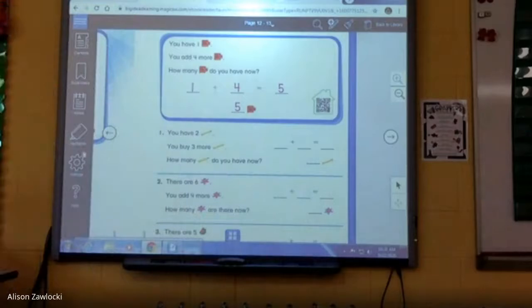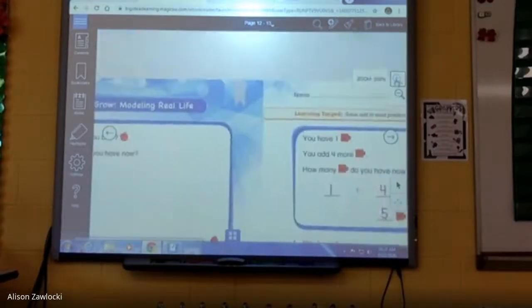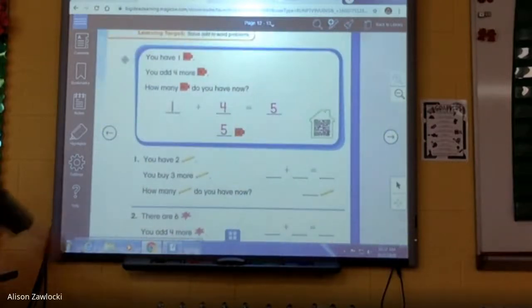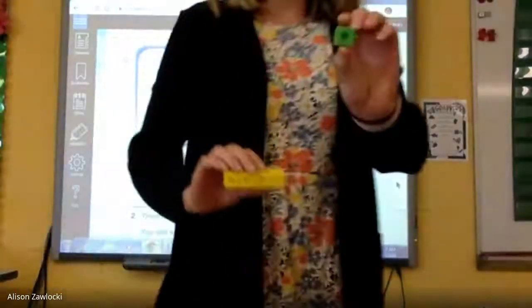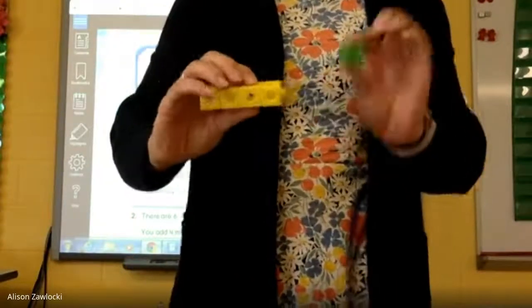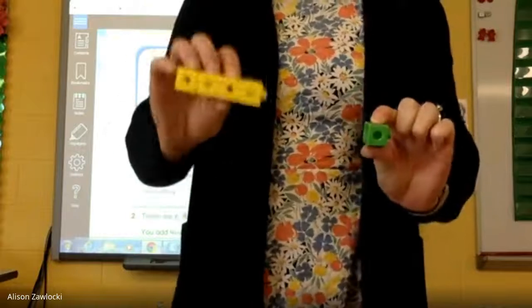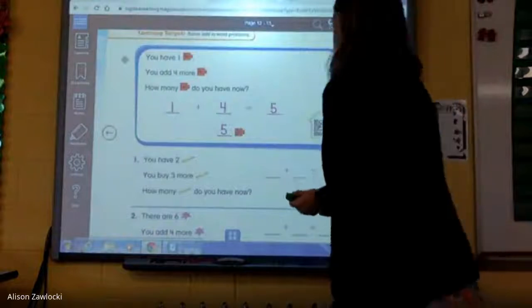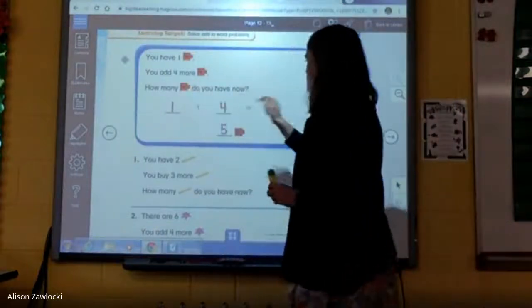I'm going to zoom in so we can see a little bit better. So right here it says you have 1 block. You add 4 more. So here I have 1 block. I add 4 more. I have 1 part here and 1 part here. I'm going to make the whole. I'm going to add them together. How many blocks do you have now?